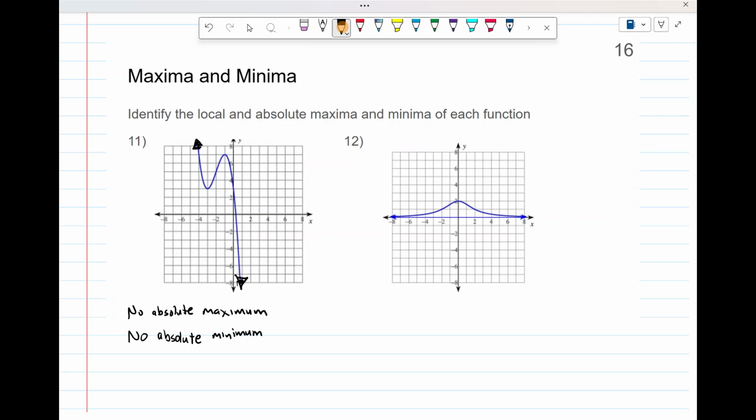We do have, however, a local maximum and a local minimum. The way I look for these, I look for either hills or valleys. I'm going to start with my hill. Do you see there's a small hill right here? And so that point at the top of the hill is a local maximum. There's a local maximum at, and it looks like it is (-1, 7).